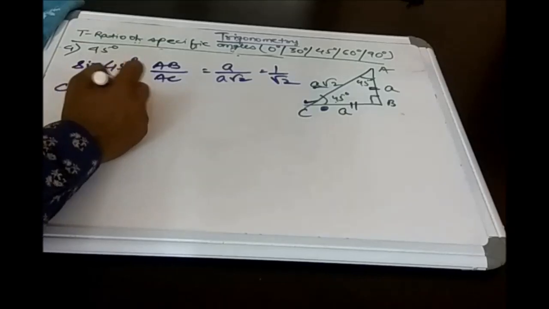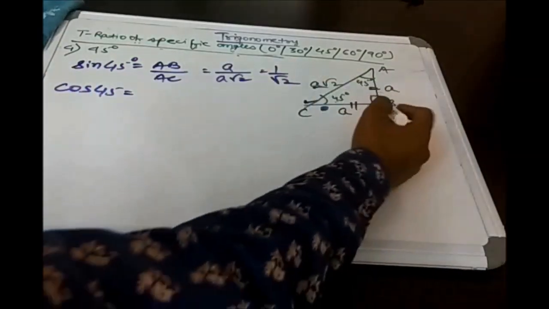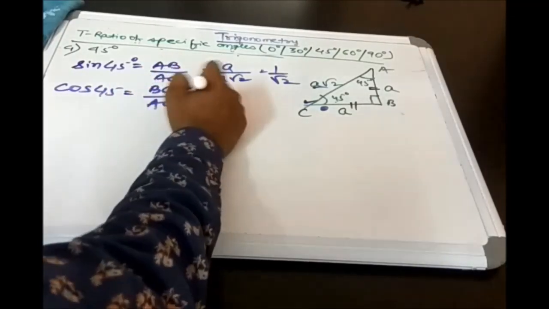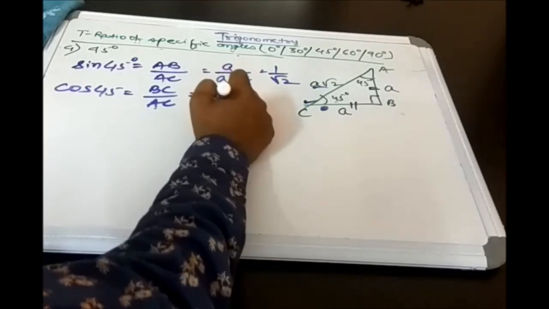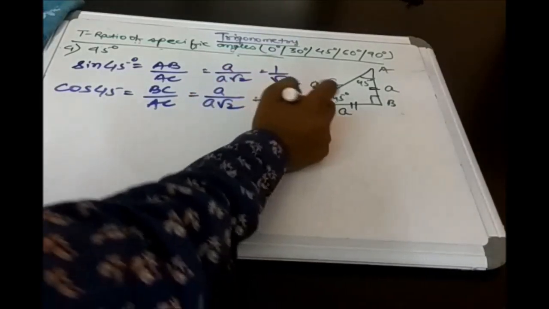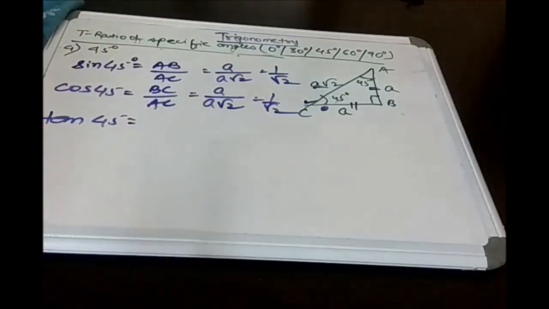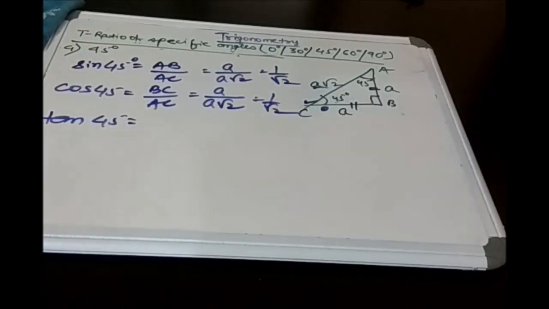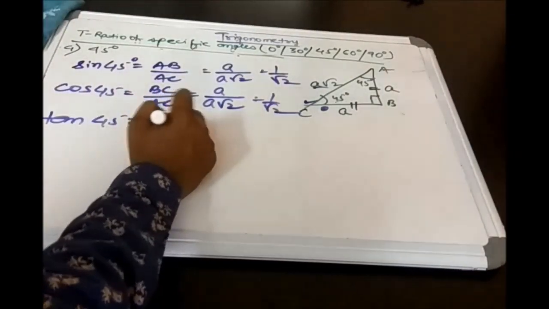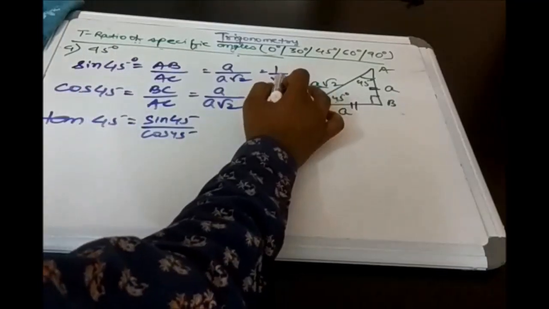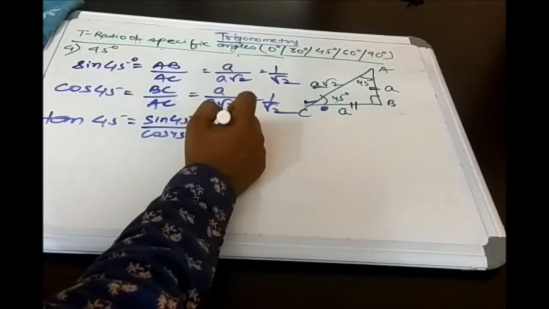Similarly, cos 45 is base by hypotenuse. Here base is BC, hypotenuse is AC. BC is A, hypotenuse is A root 2. So 1 by root 2. Tan 45. Now tan, cot, sec, cosec, I need not derive because you have learned the relationship between trigonometric ratios. So tan 45 will be sine 45 by cos 45. Now sine 45 and cos 45 both are the same, that is 1 by root 2. So the division will come out to be 1.